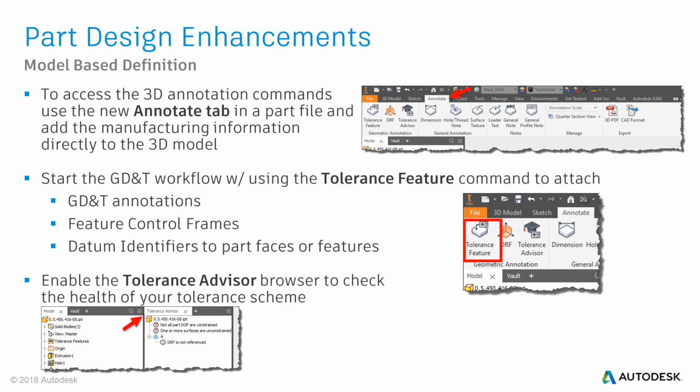A good starting point is the tolerance feature command. With this command, you can apply GD&T annotations, feature control frames, and datum identifiers. You should also enable the Tolerance Advisor browser to check the health of your tolerance scheme. The Tolerance Advisor lists potentially problematic datums and datum reference frames, information about which features are not fully controlled, and errors in a tolerance feature.